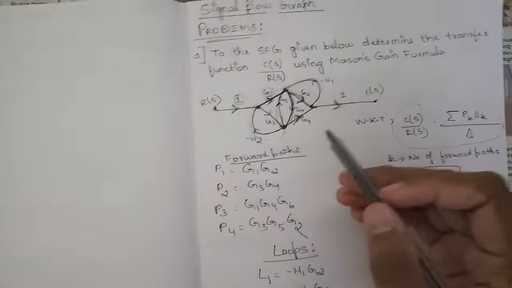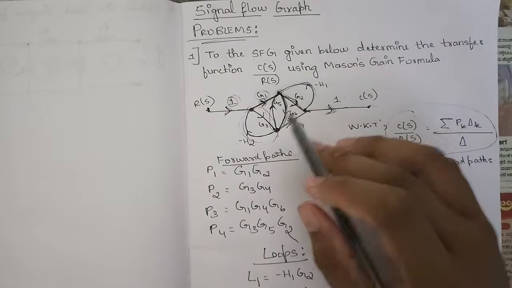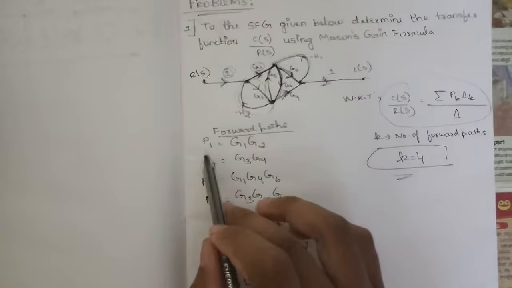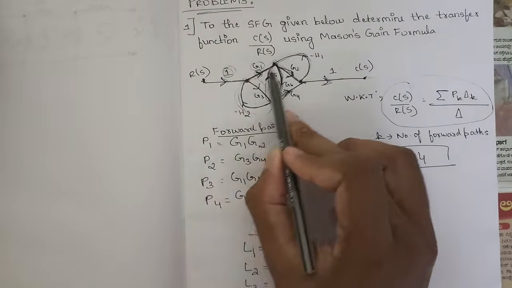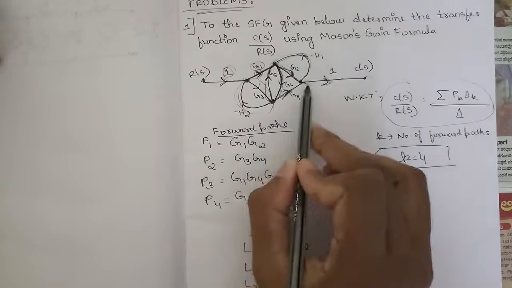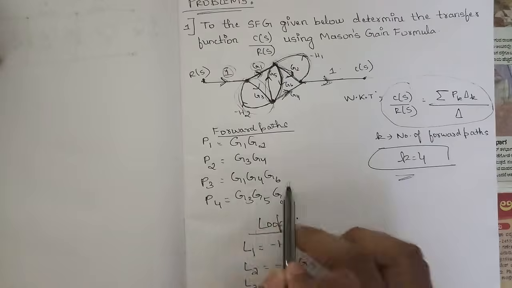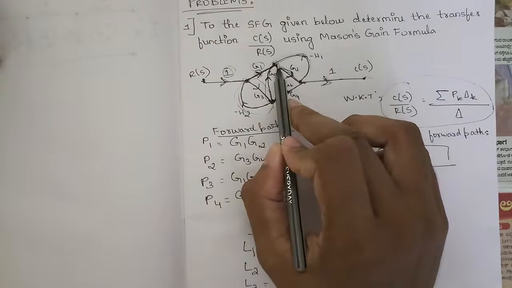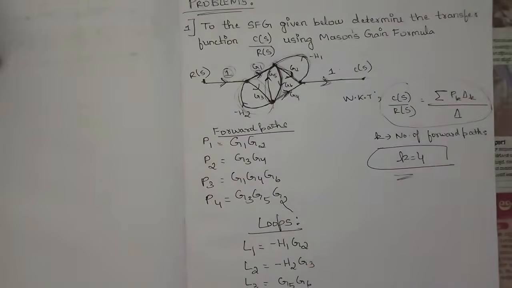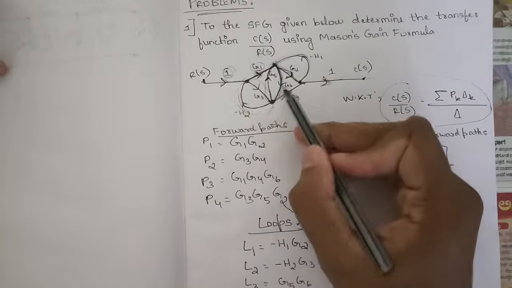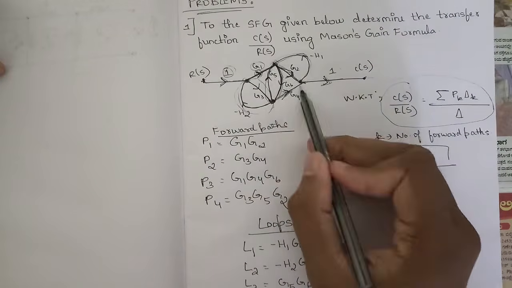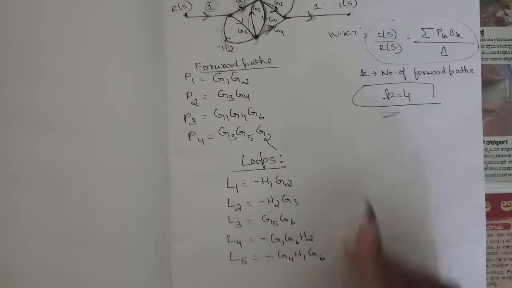So we need to cross check again whether there are any other loops or forward paths. So let's cross check the forward paths right now. First, P1 we have told is G1 G2, yeah, G1 G2. P2 is G3 G4, correct. P3 is G1 G6 G4, correct. P4 is G3 G5 G2. So yeah, there are only 4 forward paths and there are 5 loops.